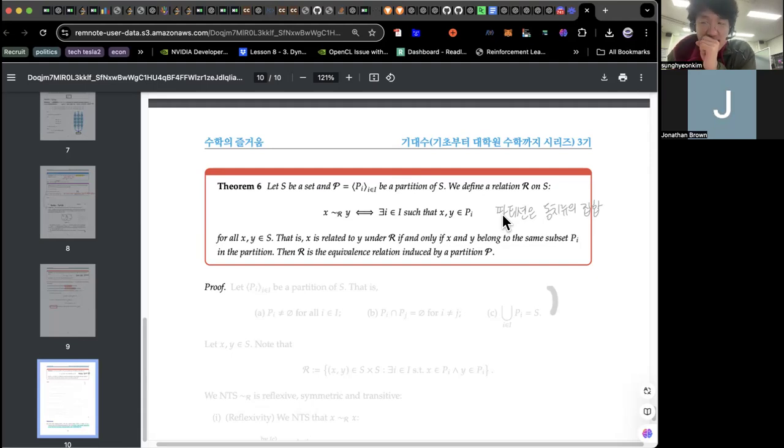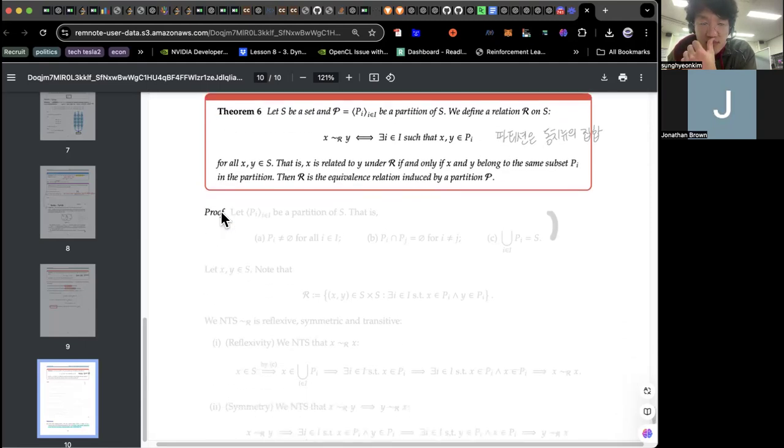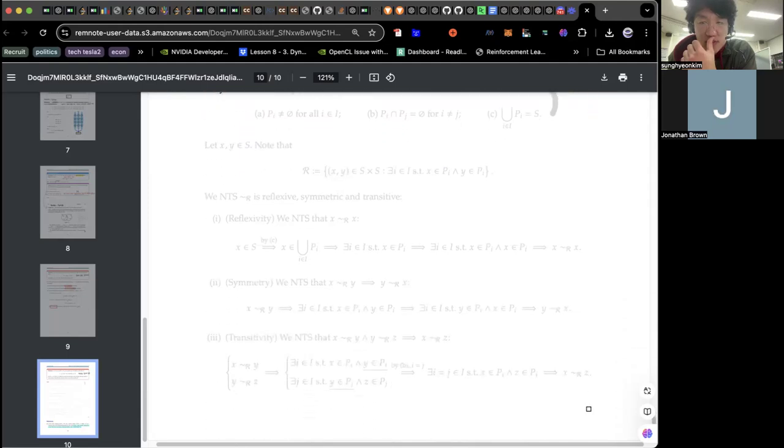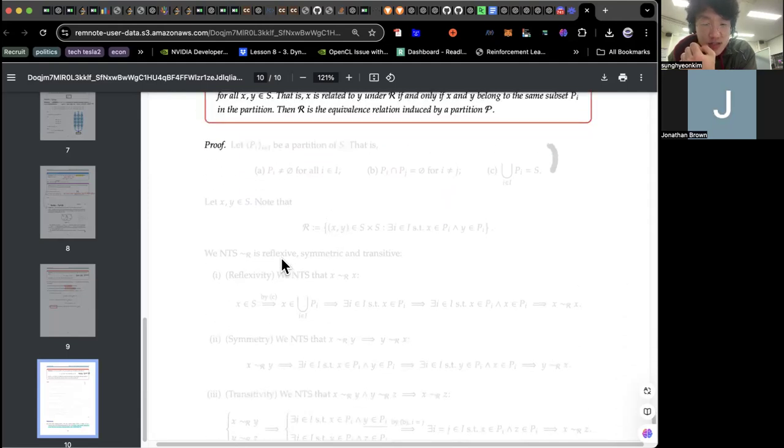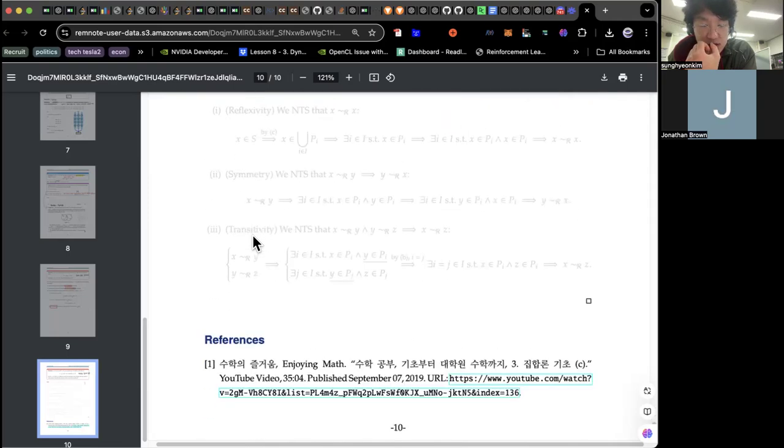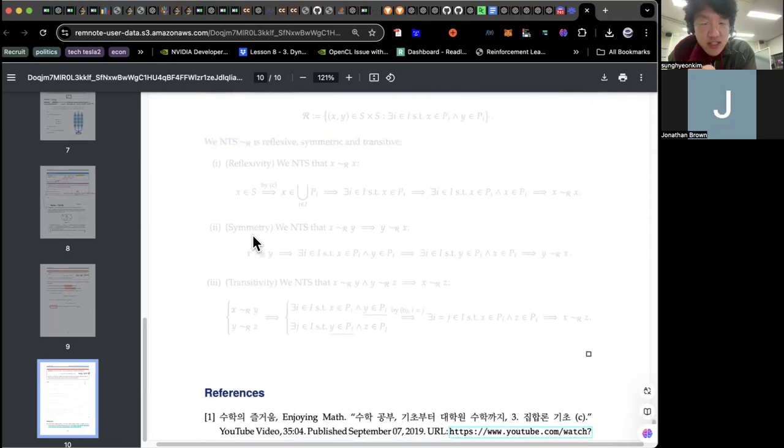So now we need to prove it, because yes, we have the intuition, but we don't have a rigorous proof. So in the note, we use reflexivity, symmetry, and transitivity.